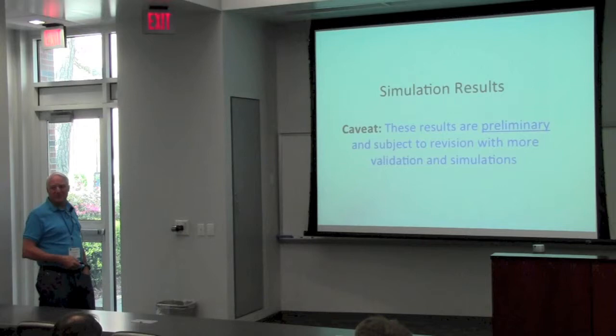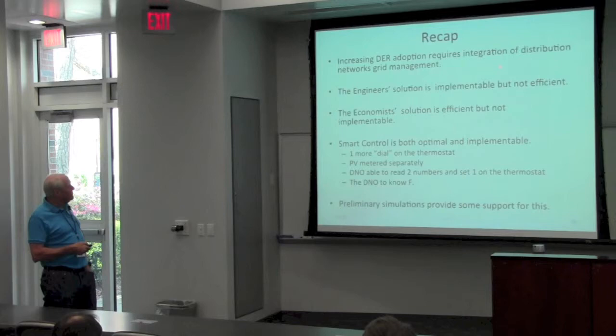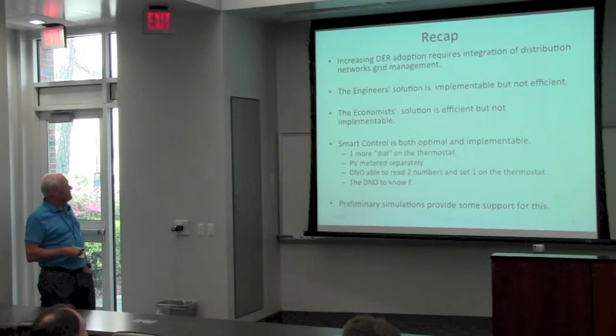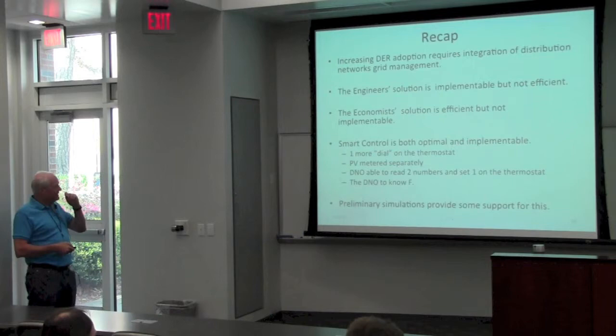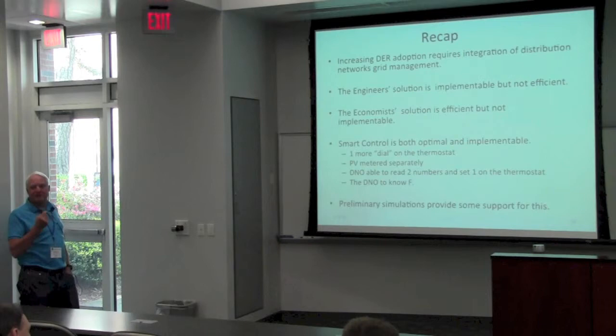So let me recap. I'm going to close down, recap. Increasing distributed energy resource requires integration. It requires some management of the distribution network. You can't just let it sit there. The engineer's solution is implementable, not efficient. The economist's solution is efficient, not implementable. Smart control, I believe, something like smart control actually would work. It could be done. And you could have it so consumers could opt out if they don't like that thing.